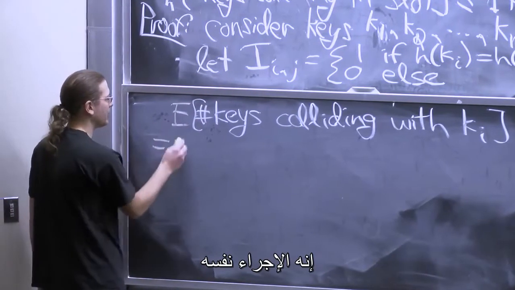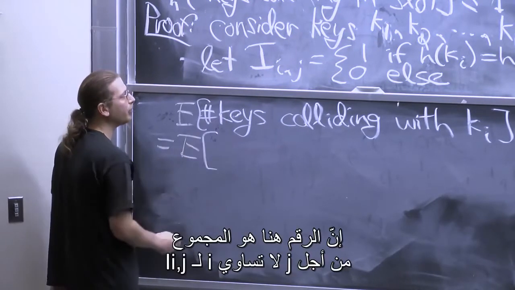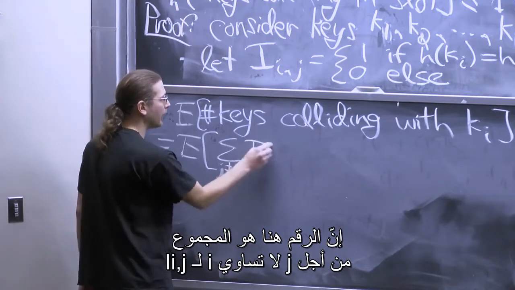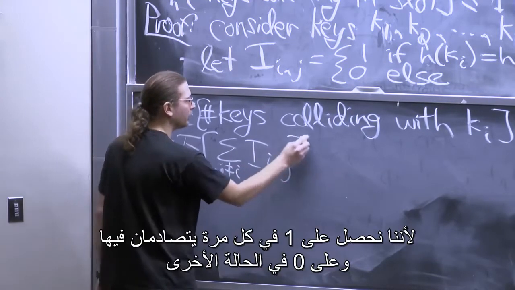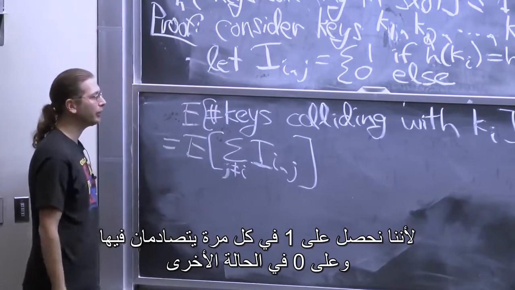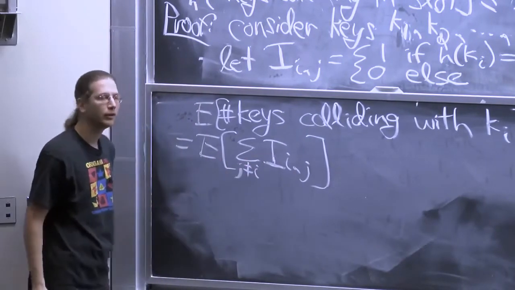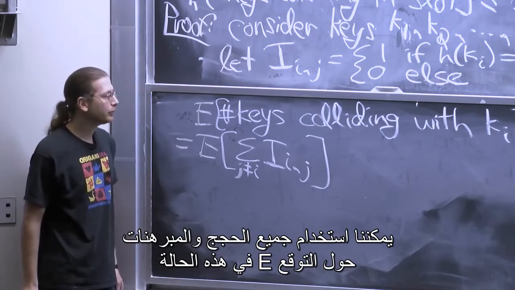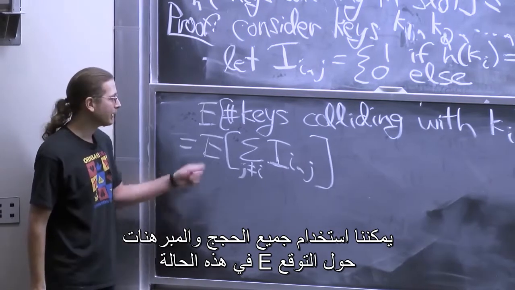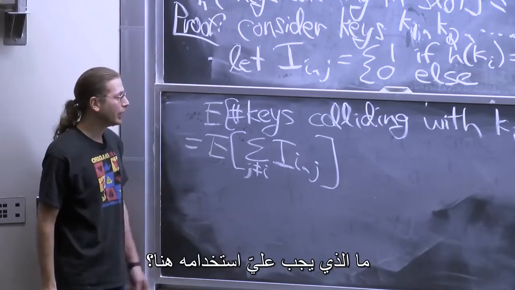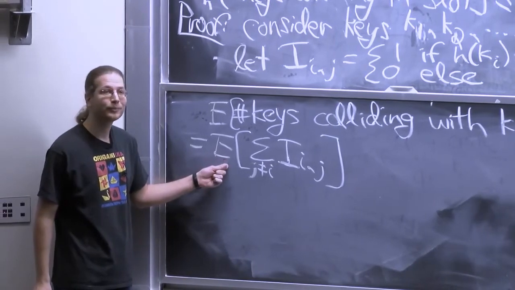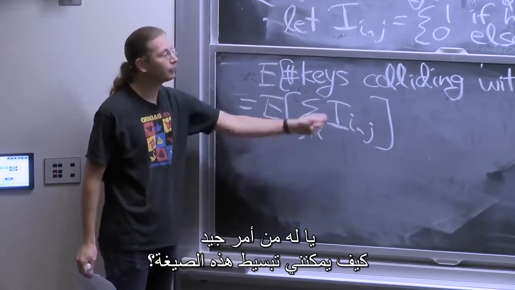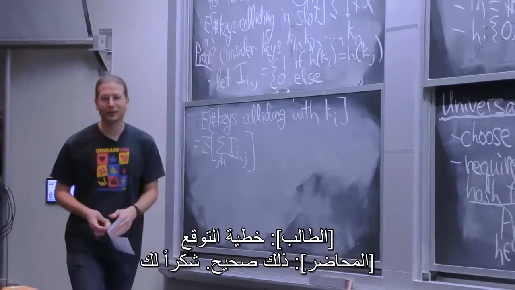And so this number is really just the sum of Iij over all j. Right? This is the same thing. The number in here is the sum for j not equal to i of Iij, because we get a 1 every time they collide, 0 otherwise, so that counts how many collide. Once we have it in this notation, we can use all the great lemmas and theorems about, in this case, E, expectation. What should I use here? What's a good, how can I simplify this formula? Linearity of expectation, thank you.